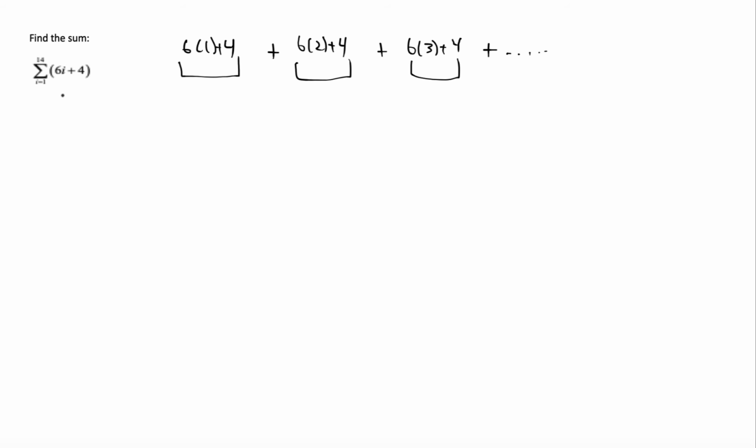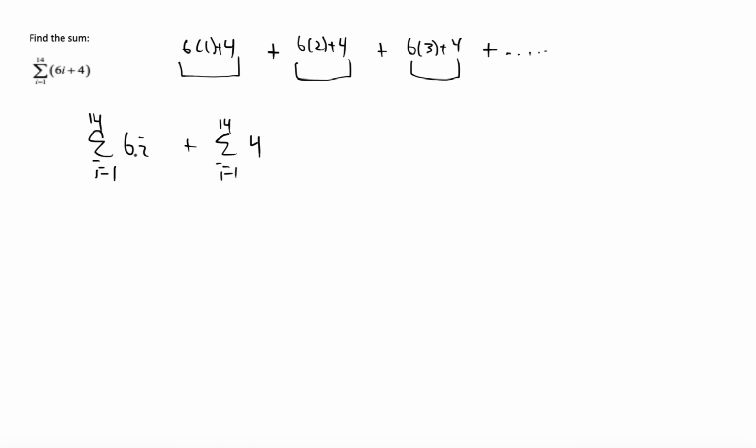So when you split this guy up, the first thing we can do is see the plus. That means we can split this into the sum of 6i plus the sum of the 4 here. Now remember, this is just going to be 4 added together by itself 14 times. So we'll take care of that later.